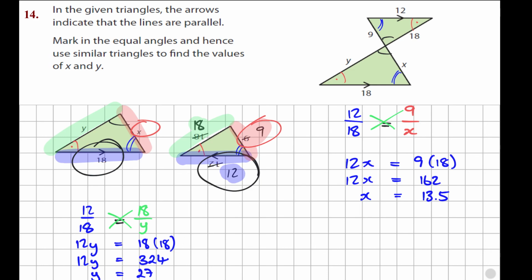Now, the important thing for you to note at this stage is you can see here, what I did with this here was I took 12 and put it over 18. I would get the exact same answer if I had taken 18 and put it over 12.